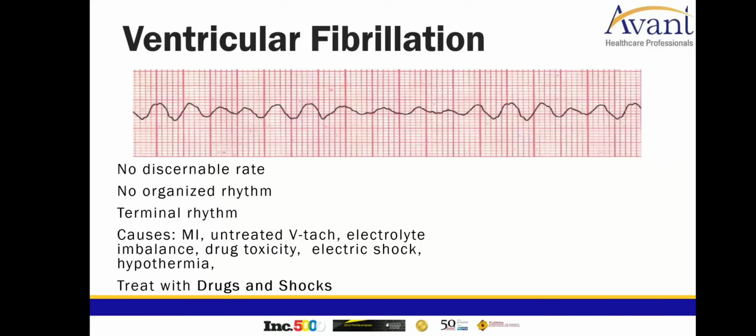a ventricular fibrillation. Again, things that can happen are most of the time caused by MI, or the VTAC can then progress to VFib. Electrolyte imbalances, drug toxicity, overdose, shock, hypothermia, such as in drowning. And what we're going to do is treat it with drugs and shock, which is the ACLS protocol for that. Okay, so this is ventricular fibrillation.